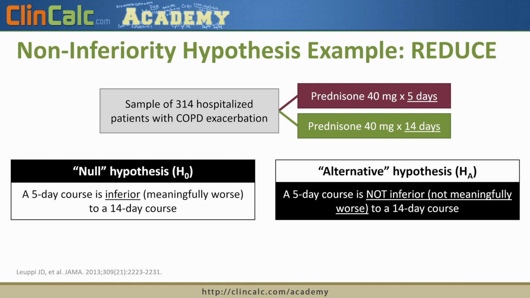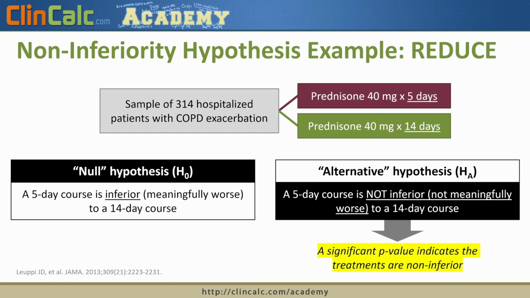Now, the interpretation of the p-value is the same though. If we have a significant p-value less than 0.05, we reject the null and accept the alternative hypothesis. So with a significant p-value, it proves non-inferiority for this trial design.